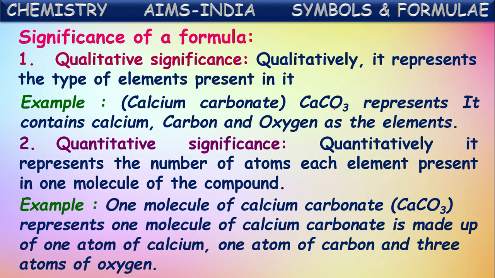How many atoms of each element participated in the formation of the molecule? This is quantitative information. In this way, from the formula of a compound, we get qualitative and quantitative significances. Right?